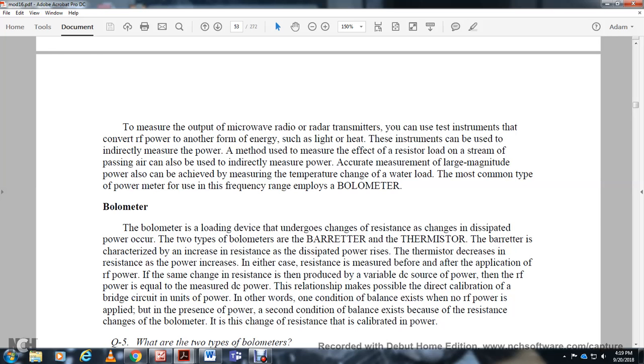In the same chamber, the resistance is then produced by a variable DC source of power, so that the radio frequency power is equal to the measured DC power. This makes possible direct calibration of a bridge circuit in units of power. In other words, one condition of balance exists if no radio frequency power is applied. A second condition of balance exists if you change the resistance of the bolometer with the calibrating power.